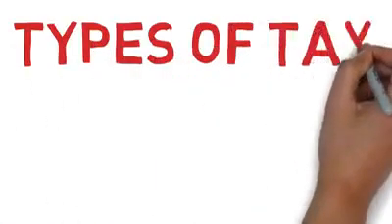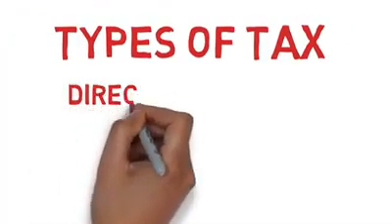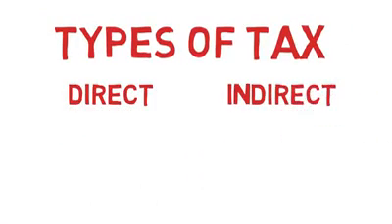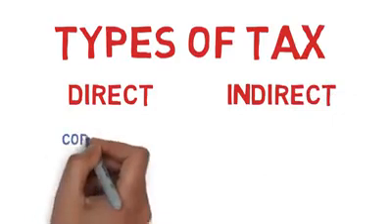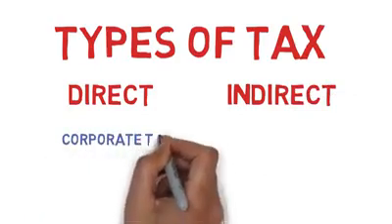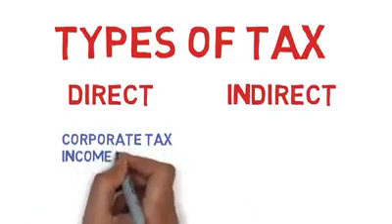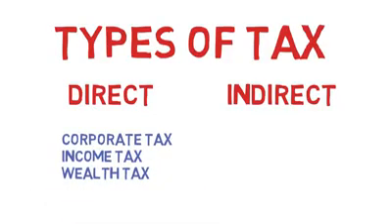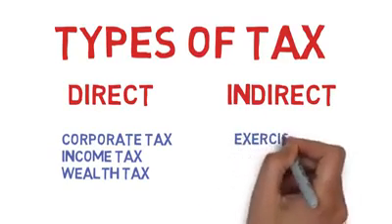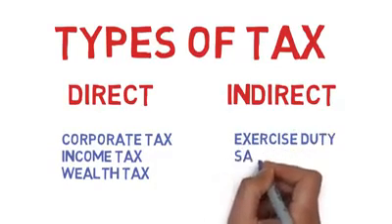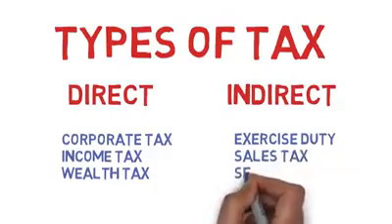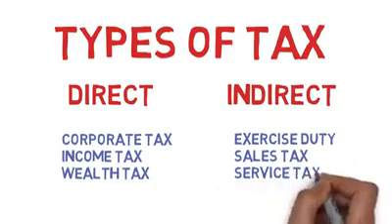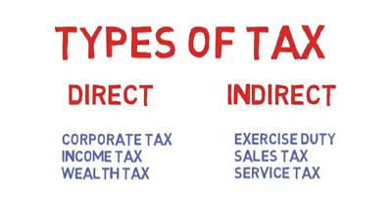There are actually two types of taxes. One is direct tax and the other is indirect. The direct tax is one whose liability cannot be shifted to someone else, like corporate tax, income tax, wealth tax, etc. But indirect tax is a tax whose liability can be shifted to someone else. It is central excise tax, sales tax, services tax, etc.